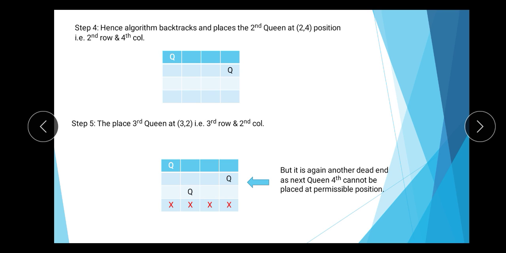Now we move further to place the fourth queen on our chessboard. Now again there is no safe position remaining on the chessboard to place our fourth queen. How is there no safe position? We look at the chessboard. If we place the fourth queen on the fourth row first column, there is a direct attack by the first queen. We cannot place the fourth queen on the fourth row second column because this is a direct attack by the third queen.